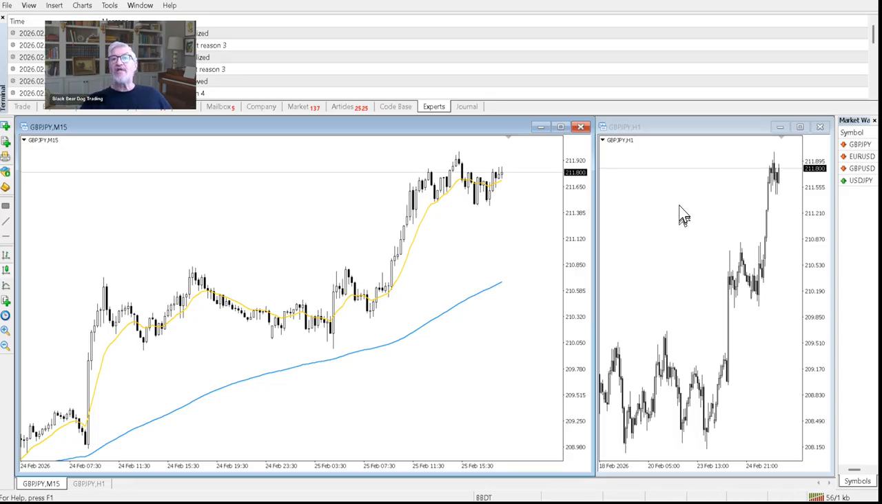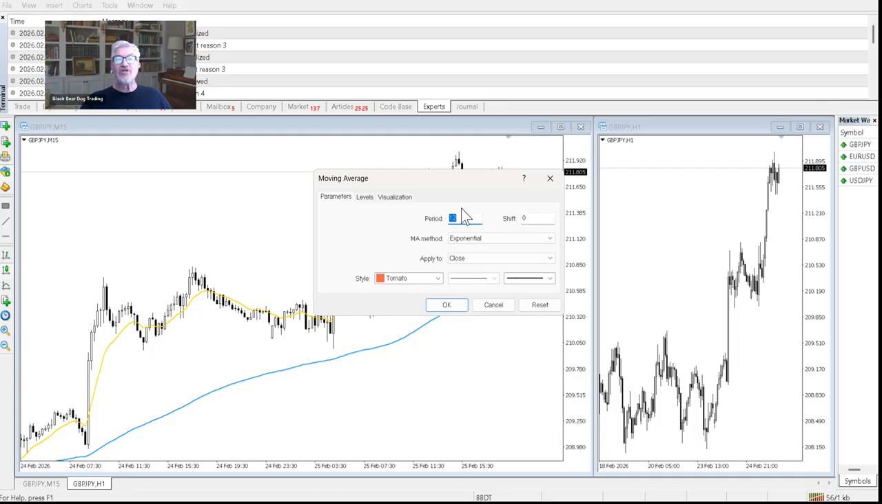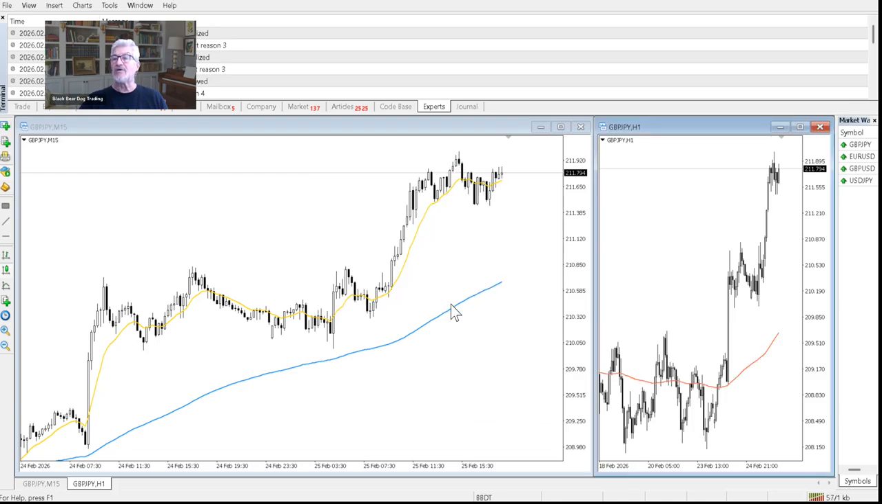So what do we do now on the H1? We're going to add the exact same 144 EMA to it. So we click on add the indicator, we click moving average, we choose 144. You pick whatever color you want, whatever line thickness you want, make sure it's exponential, EMA, click on OK, and there you go, done.